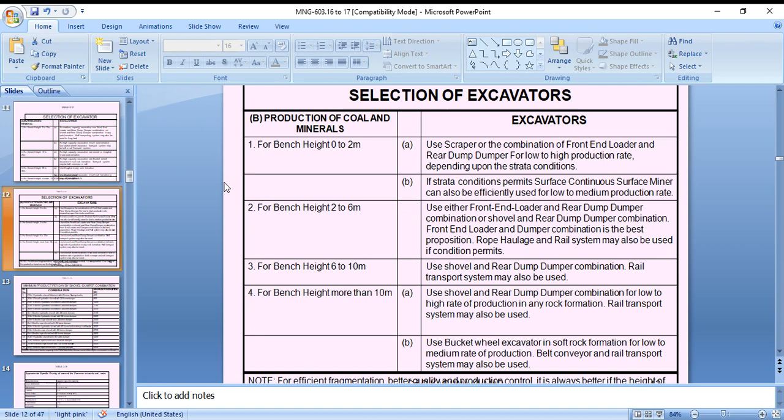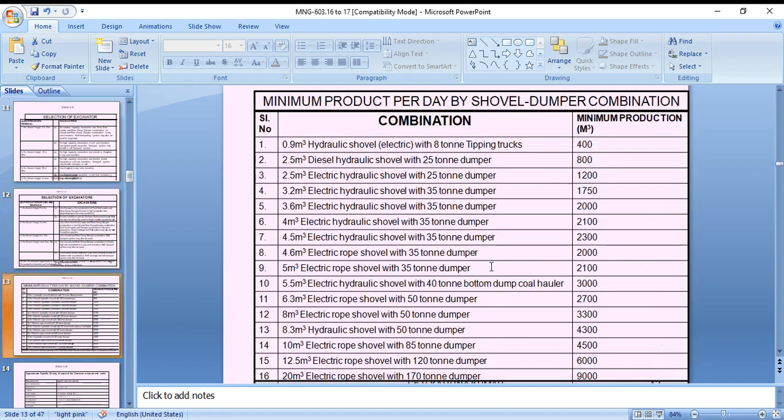Now coming to the minimum production per day per shovel dumper combination. What type of machine can you utilize? Generally, a hydraulic shovel with 0.9 meter cube bucket capacity with an 8-ton tipper truck is suitable. So the minimum production is 400. You can observe the combination here: a simple 1-ton capacity shovel with an 8-ton truck, almost small, we can expect a minimum of 400 tons per day. Similarly, a 2.5 meter cube diesel hydraulic shovel with a 25-ton dumper combination, you can expect 800.